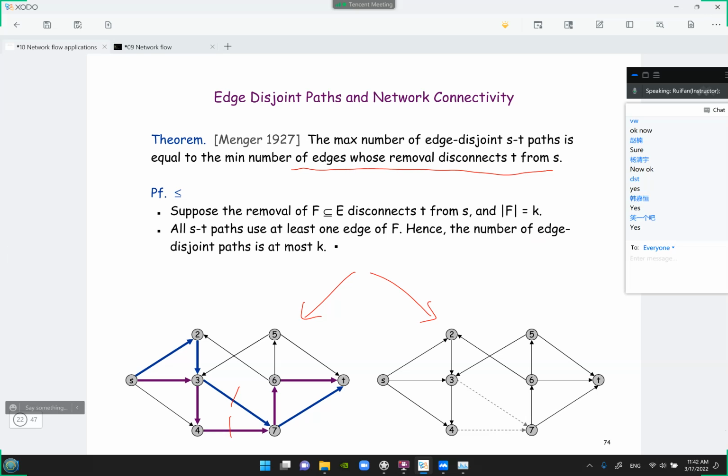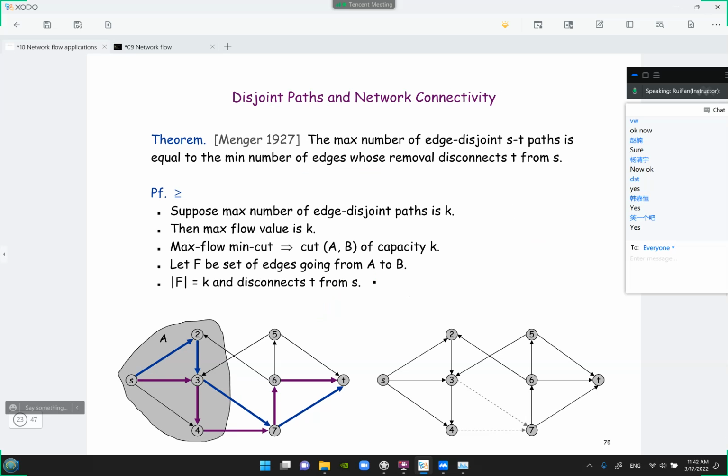So this is the theorem. I don't have time to prove this, unfortunately. It's actually not hard to prove. You can take a look at the notes, and I think you get the basic idea.